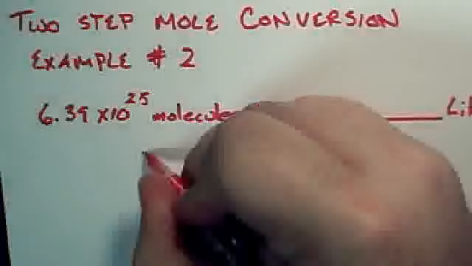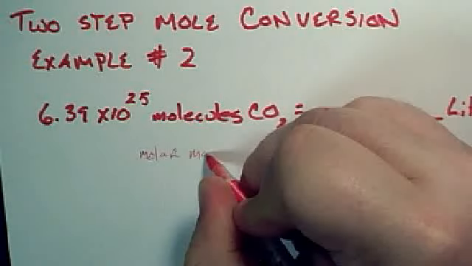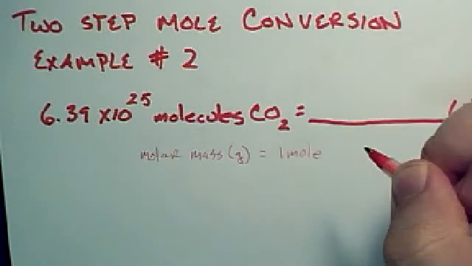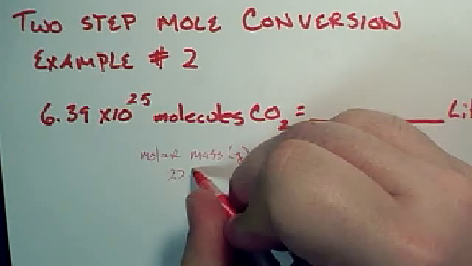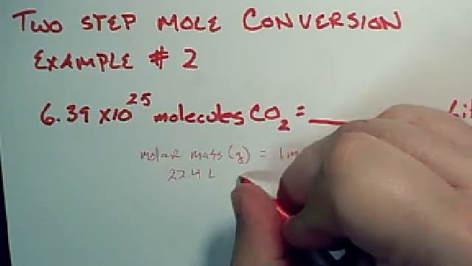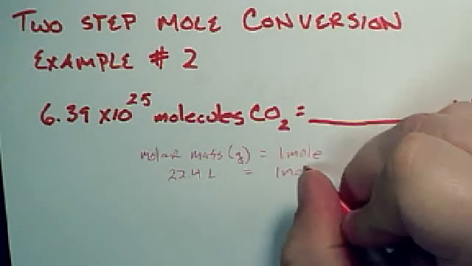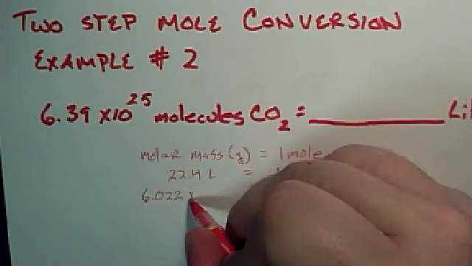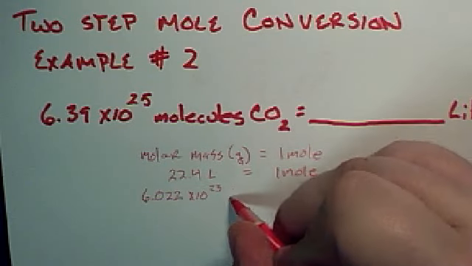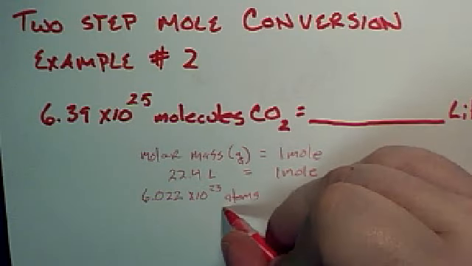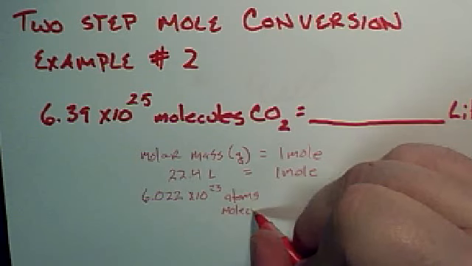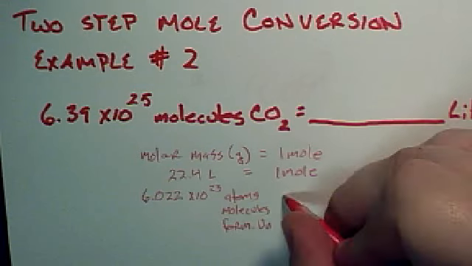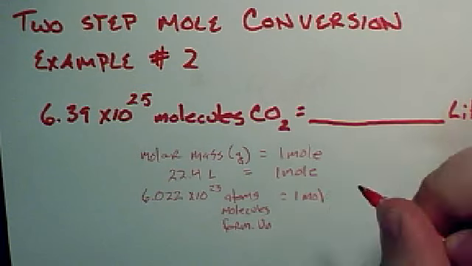We've got the molar mass, which is measured in grams, is equal to 1 mole of a substance. We have 22.4 liters of a gas is equal to 1 mole of a substance, and we have 6.022 times 10 to the 23rd atoms or molecules or formula units, otherwise known as particles, is equal to 1 mole.